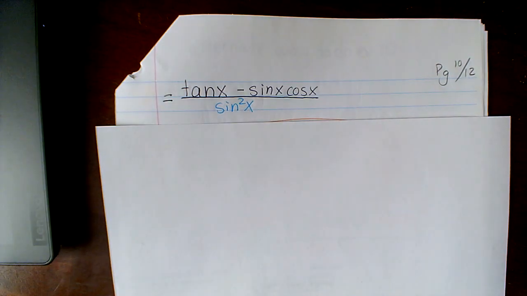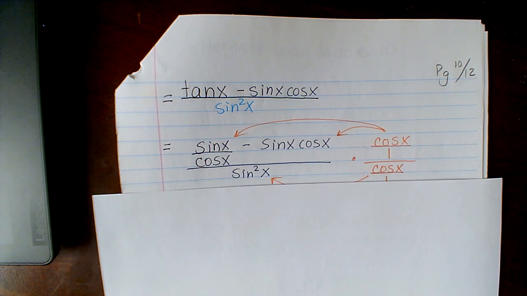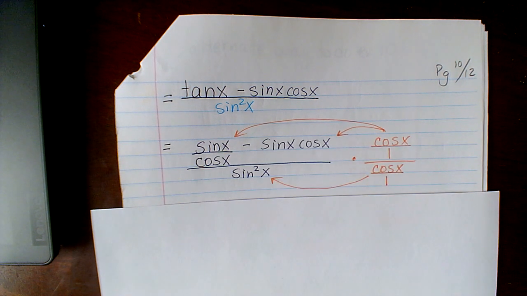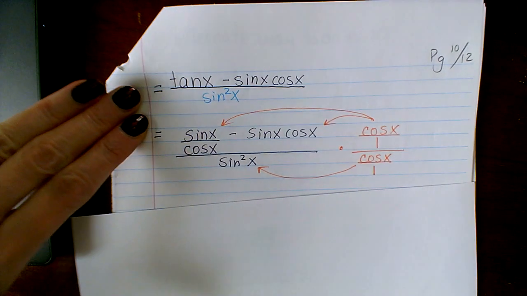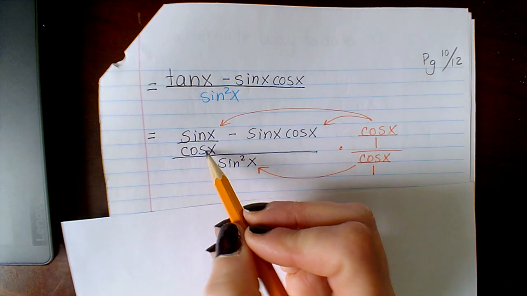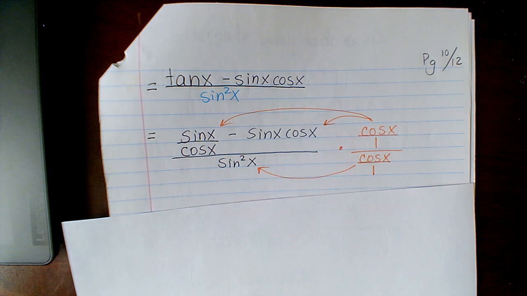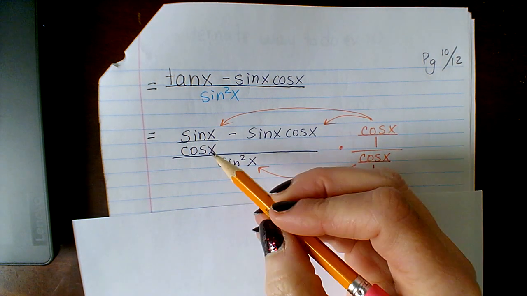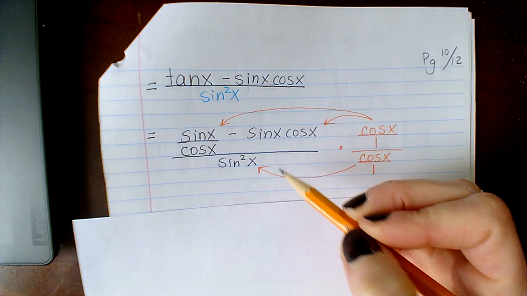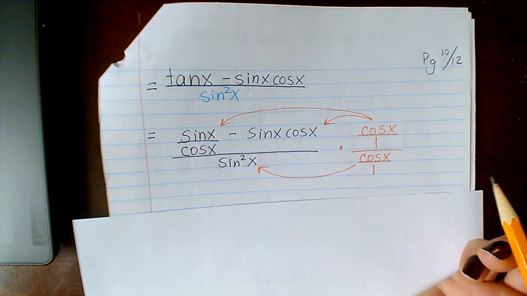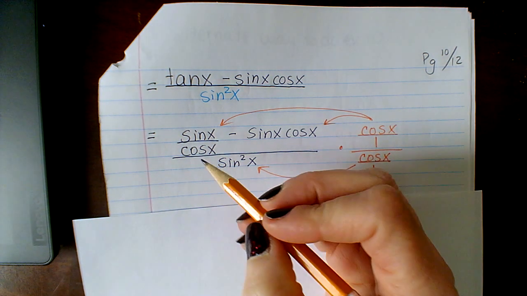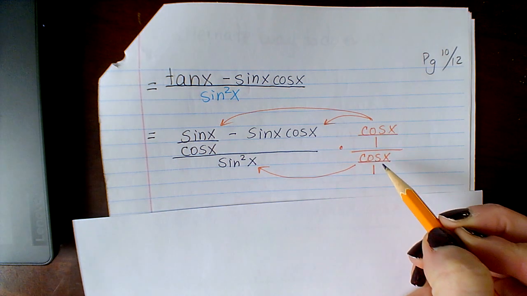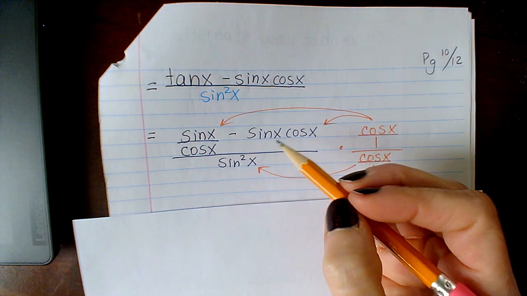Because at this point, I'm going to change everything to sines and cosines. So I'm just going to change that tangent to a sine over cosine. In doing so, I bring in what's called a complex fraction. A complex fraction is a fraction within a fraction. In order to clean up a complex fraction, you multiply by the least common denominator of those inner fractions. So there's that denominator, so I multiply by that over itself.